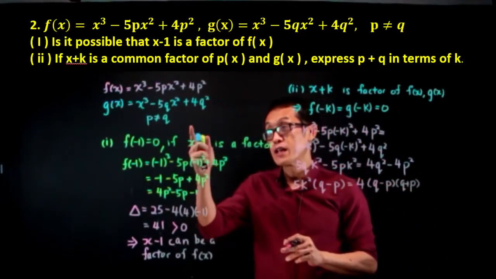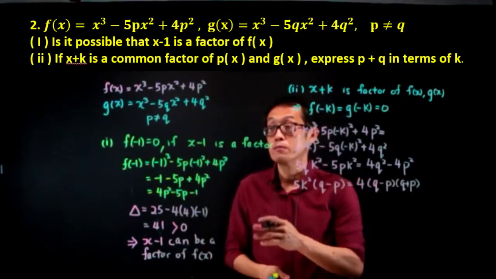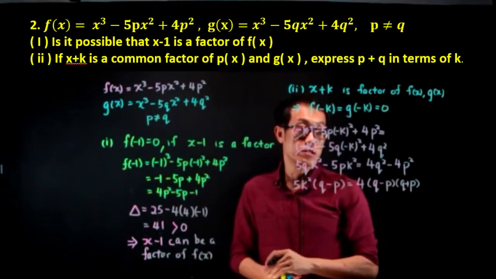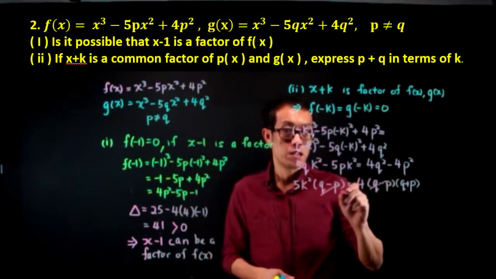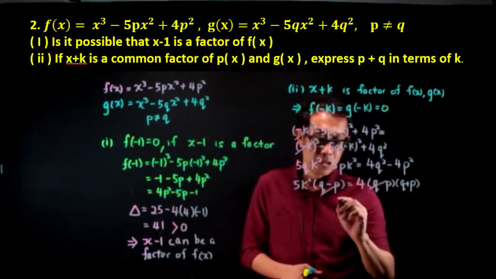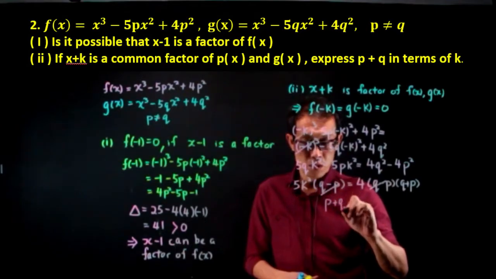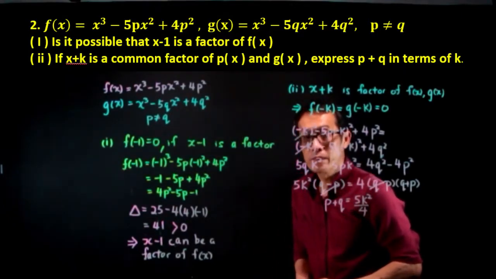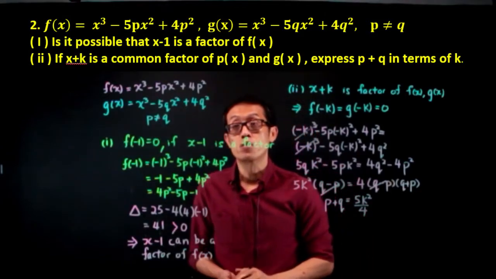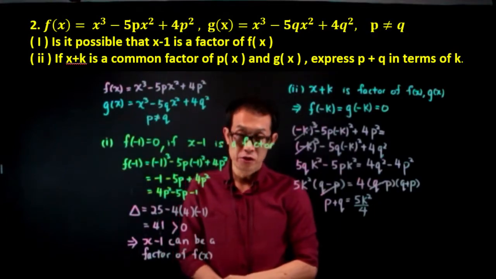Now you are asked to find the expression of p plus q in terms of k in part 2 of the question. So you got q plus p here. So you cancel. Okay. So p plus q will be equal to 5k squared over 4. Okay. For that we have come to the end of question 2. Let's move on to question number 3.